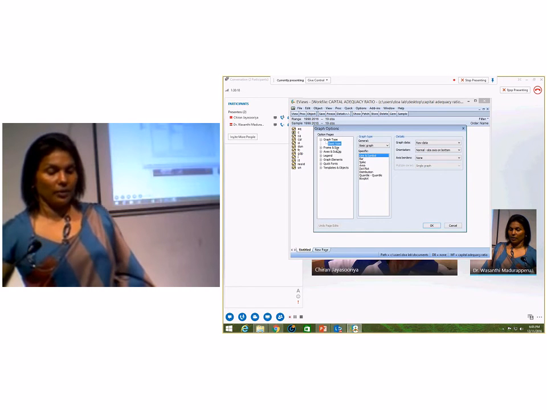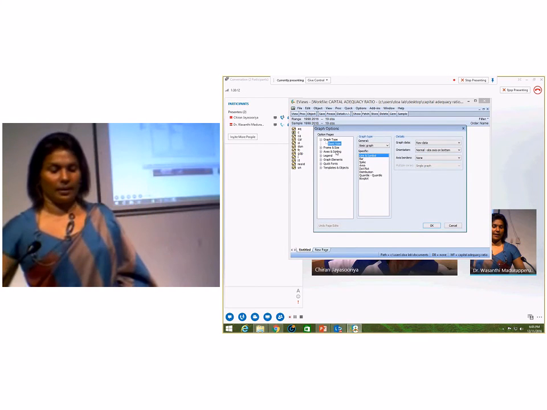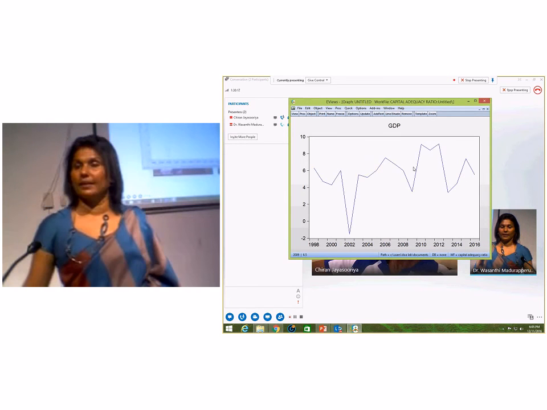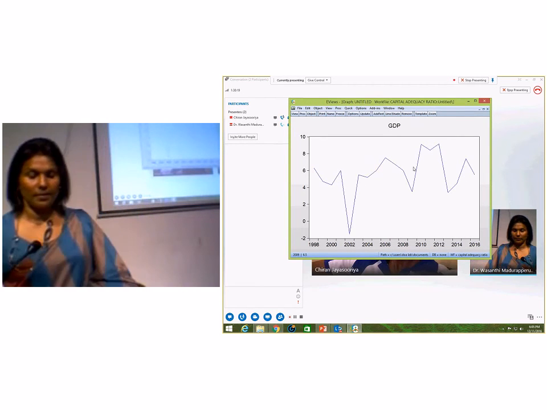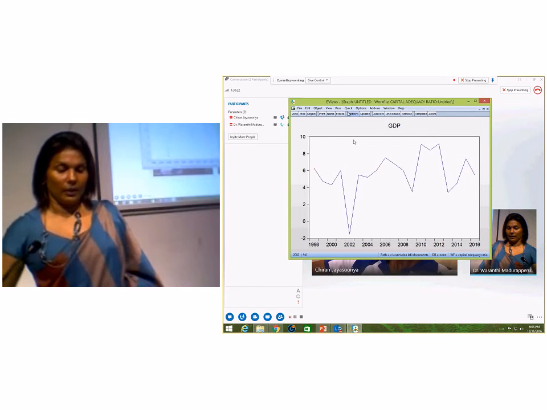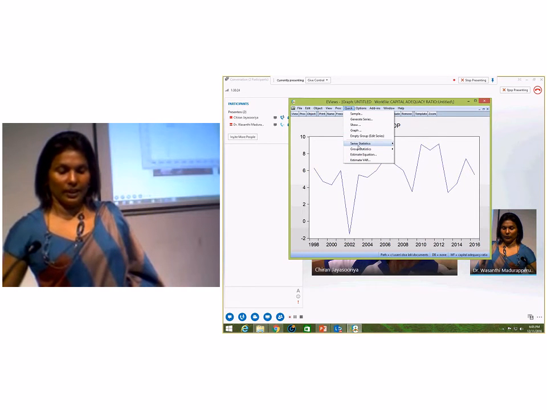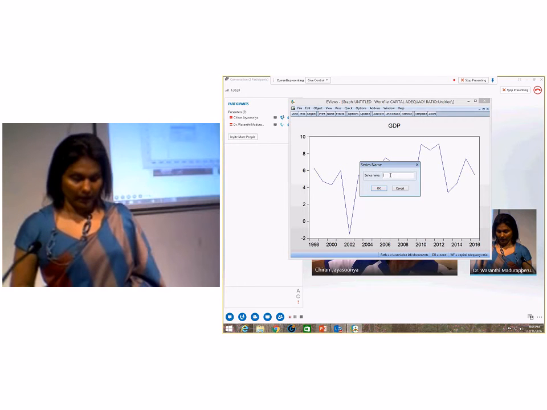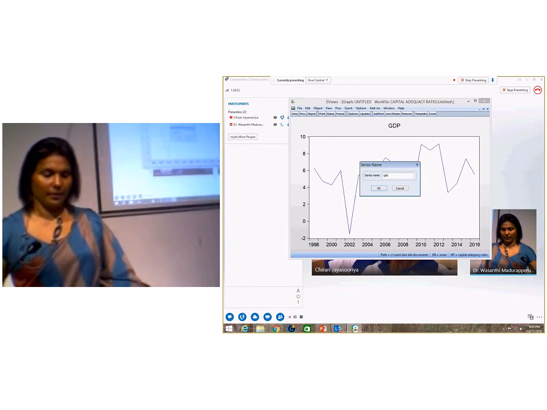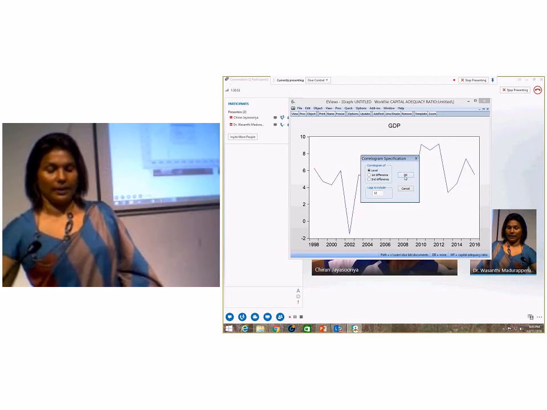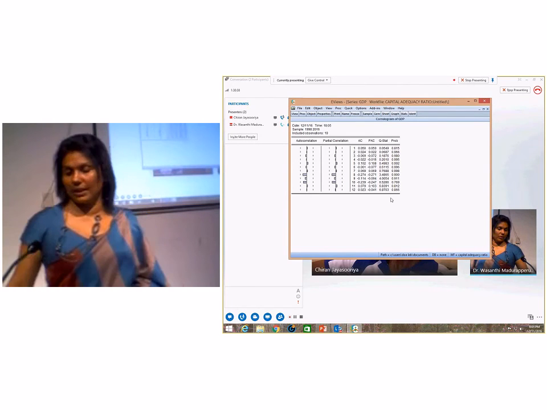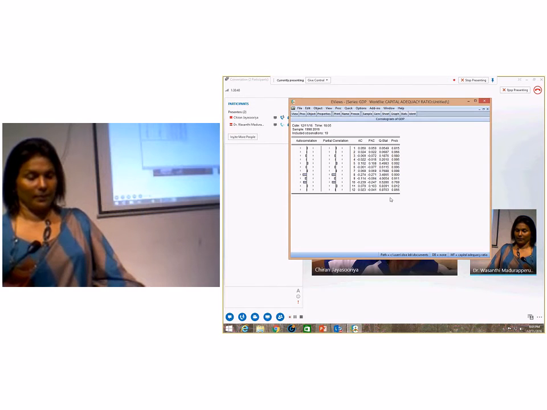Right, draw the graph, a basic line graph, line and symbols. Then this is the GDP data. Now you want to check the correlogram of the data series. It is GDP, in levels. In the levels, it doesn't have an autocorrelation problem, right? It has no autocorrelation issue.